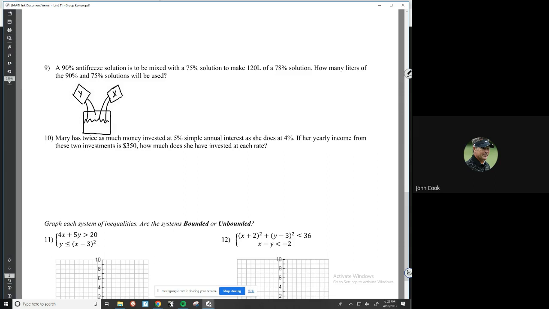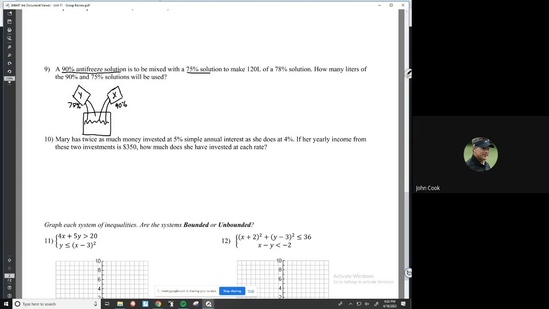So you have a 90% antifreeze solution. Let's call that the X one, which is 90% antifreeze. And then the other mix is 75% antifreeze. So if you pour them in together, one's higher than 75, one's lower than 90. So the result is going to be somewhere in the middle, in fact, 78%. This one's really high, this one's considerably lower, so the result is going to be somewhere in the middle.